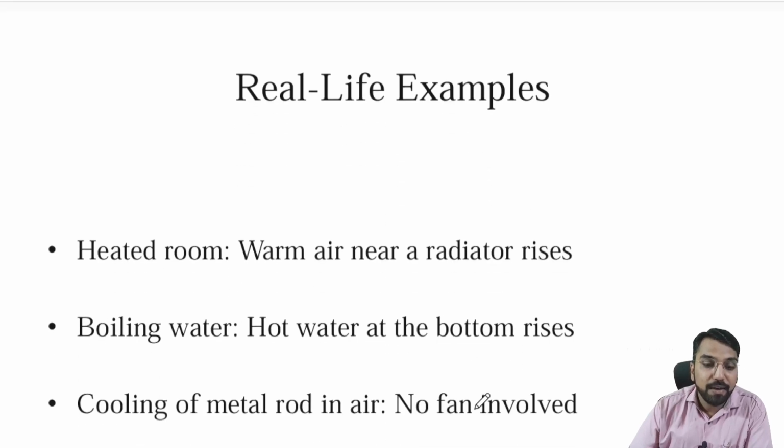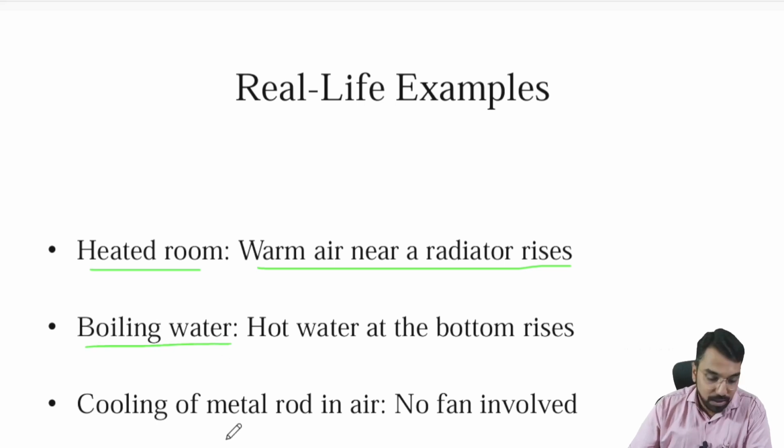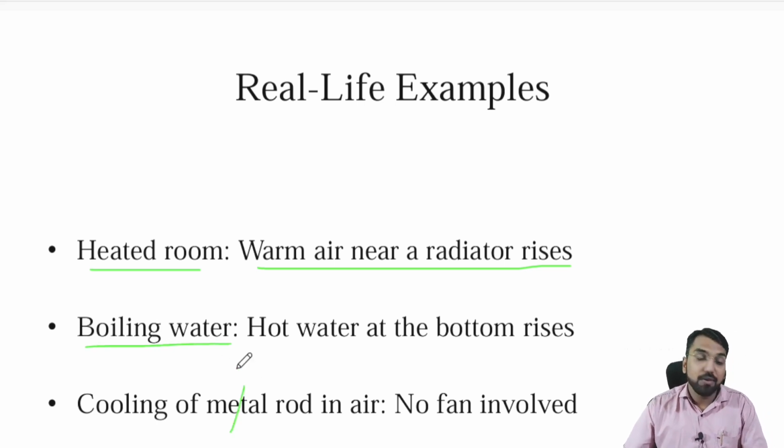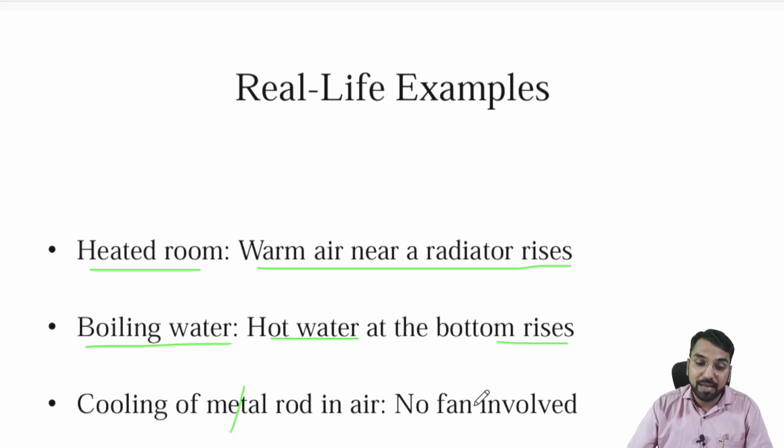So real life examples of natural convection are a heated room. In a heated room, the warmer air near the radiator rises. The same phenomenon of density differences and convection current is used in heated rooms in foreign countries like USA and UK. And boiling water, here you can see the boiling water, the hot water at the bottom rises. So this is an everyday life example.